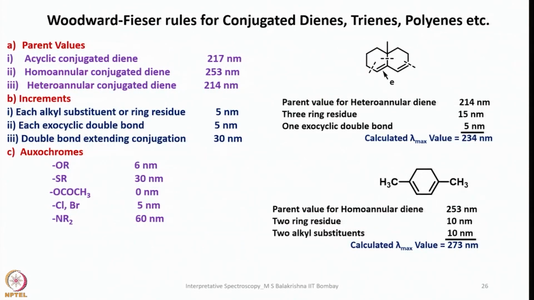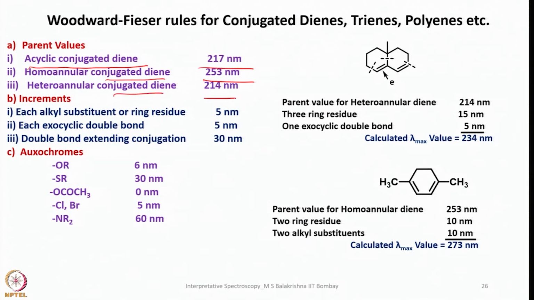What are the Woodward-Fieser rules for conjugated dienes, trienes, polyenes, etc.? Let us look into it. Let us consider a parent value. By identifying the type of cyclic system, we have to give a parent value. What are those parent values? Acyclic conjugated diene, the value is 217 nanometer. For homoannular conjugated diene, it's 253 nanometer. In case of heteroannular conjugated diene, it's 214 nanometer, which we should remember.